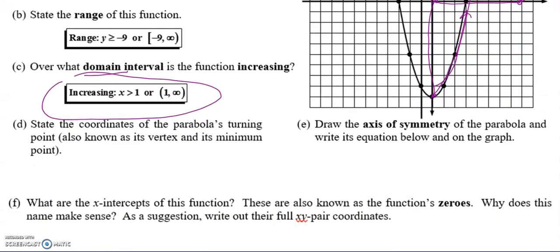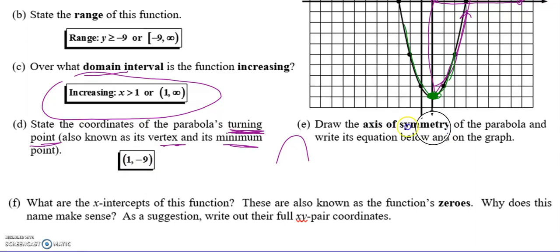Okay, next we have this term called the turning point. Very important term to get down. This is also known as the vertex. And it's not always referred to as the minimum, because you could have a parabola like this, and therefore it would be the maximum point. But the turning point is just this one down here, where the graph changes. So here it's going down, down, down, down, down, it hits this point, now it's going up. So this is the vertex or turning point. So we can write the coordinates of that here.